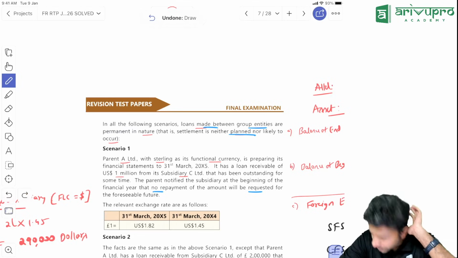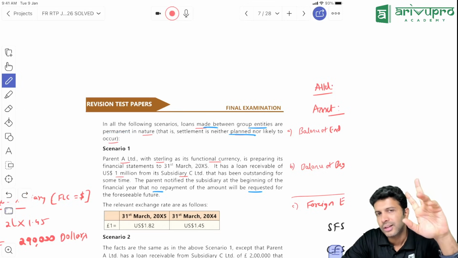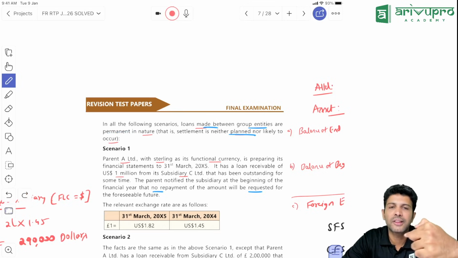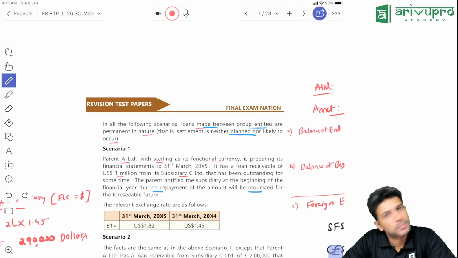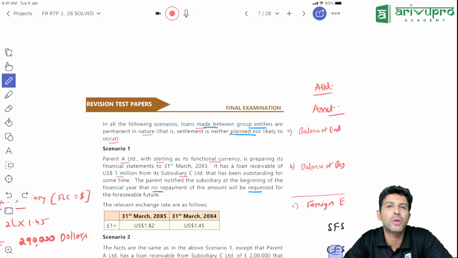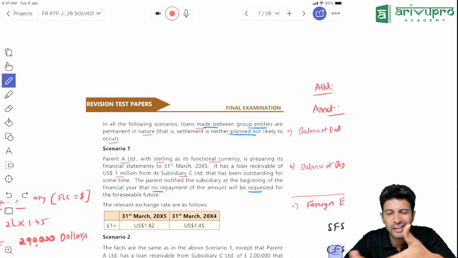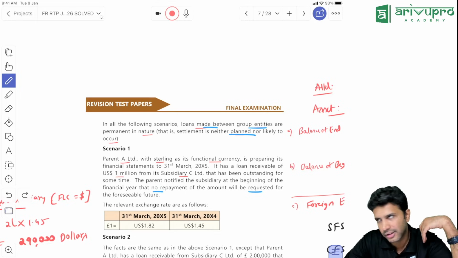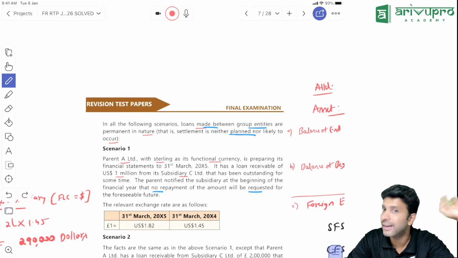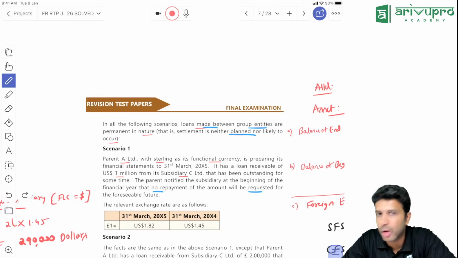Sir, if you remember, we have discussed this, right? Let's say parent has given some loan to subsidiary company. Parent does not want to recover. Now, since the transaction would have happened, parent's functional currency can be different, subsidiary's functional currency can be different, right? Loan given as a monetary item.